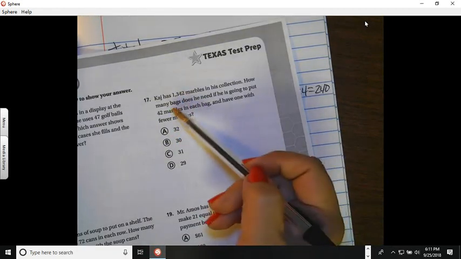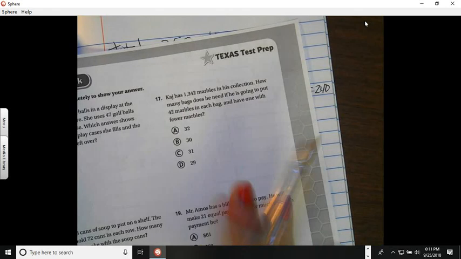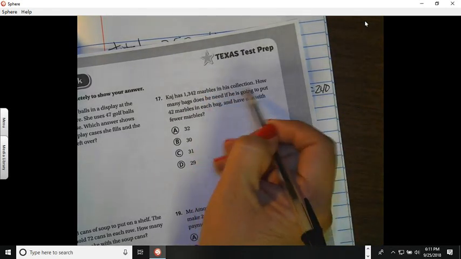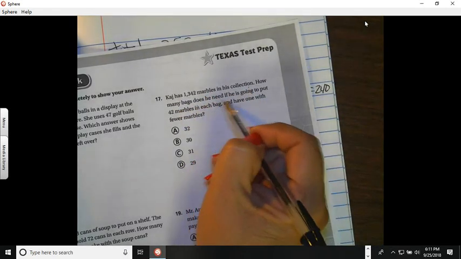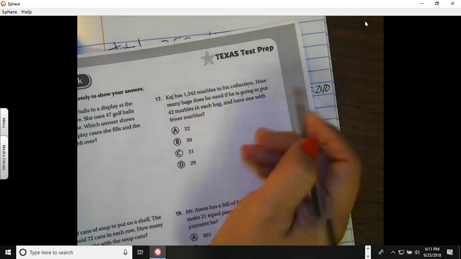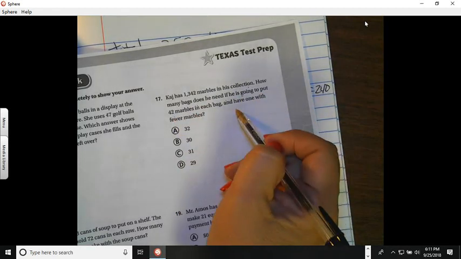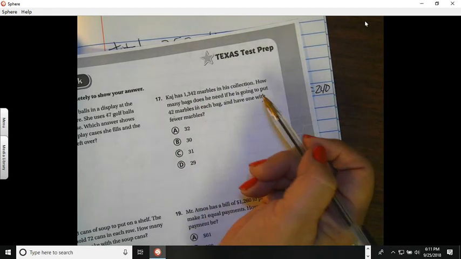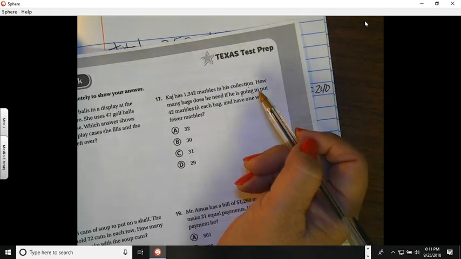Alright, Cage has 1,342 marbles in his collection. How many bags does he need if he is going to put 42 marbles in each bag, and have one with fewer marbles? Okay, so he's going to have one with fewer marbles.